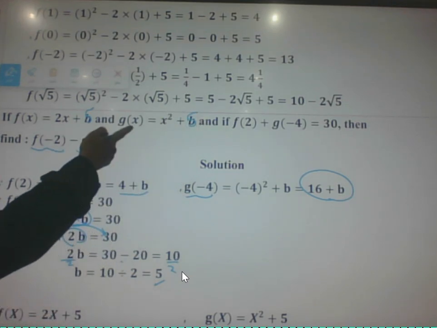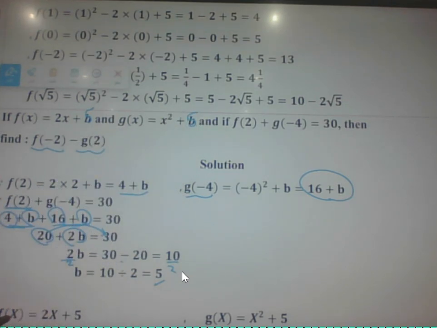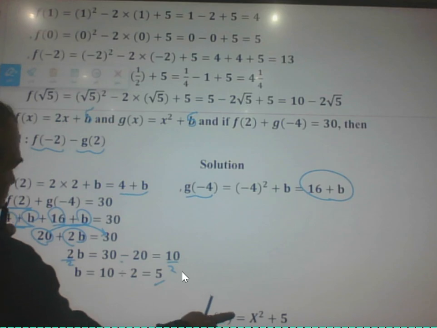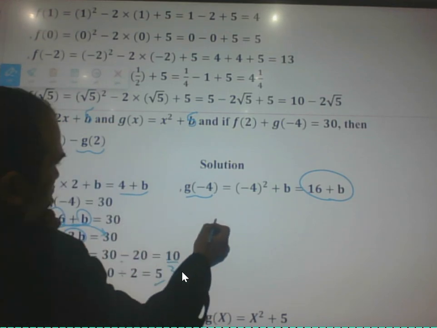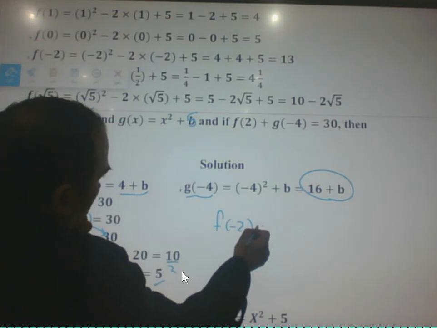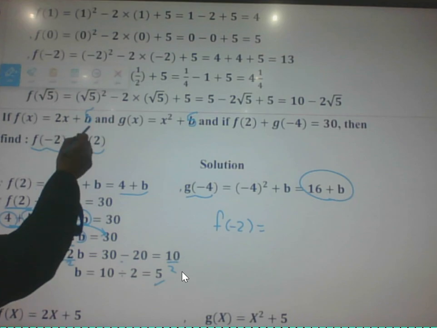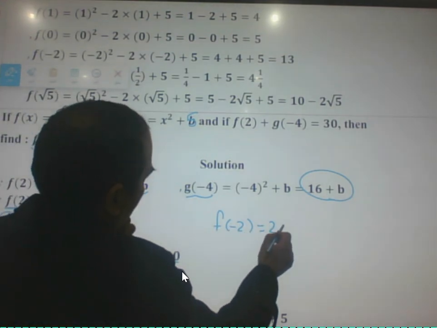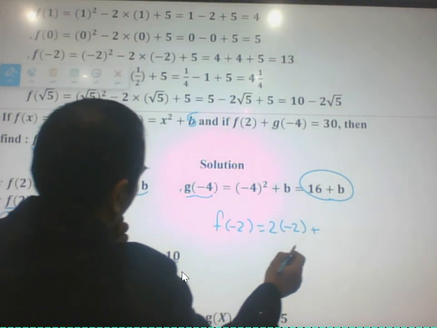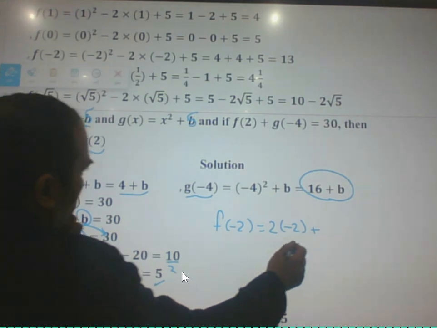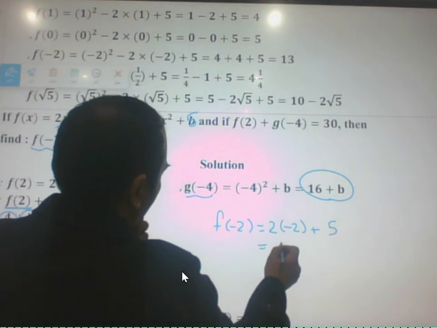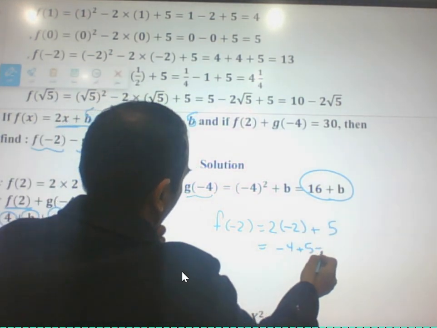Okay, then we have two functions. We can find here f of x and g of x. Now he wants to find f of negative 2. We can put the value here in this example: 2 times negative 2, put the value of x equal negative 2, plus 5. 2 times negative 2 is negative 4. Negative 4 plus 5 is 1.